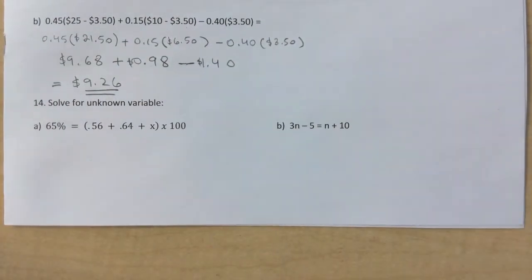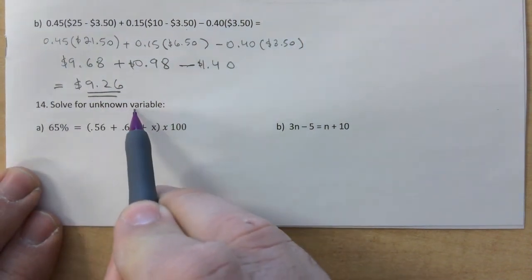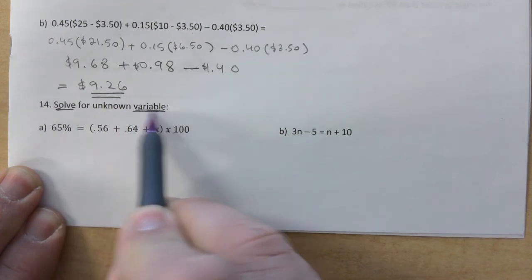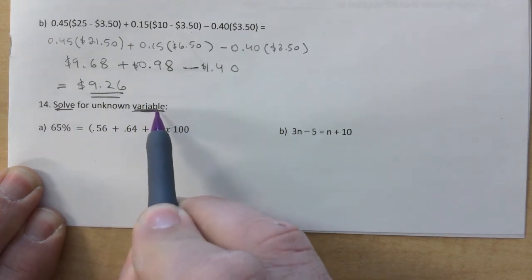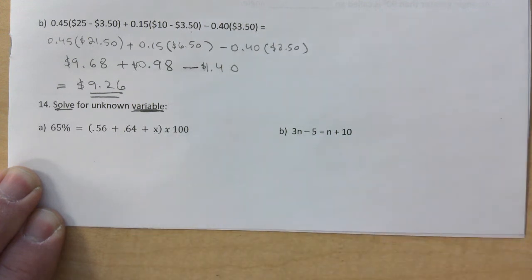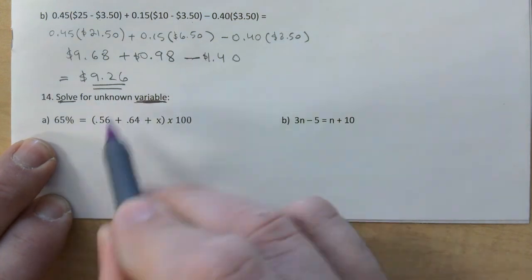Okay, let's do this before we go. Let's tackle this one here. Solve for the unknown variable. What is a variable? It's your unknown, right? It's usually x, or it could be n, it could be y, it doesn't matter. So we're going to attempt to do that here.